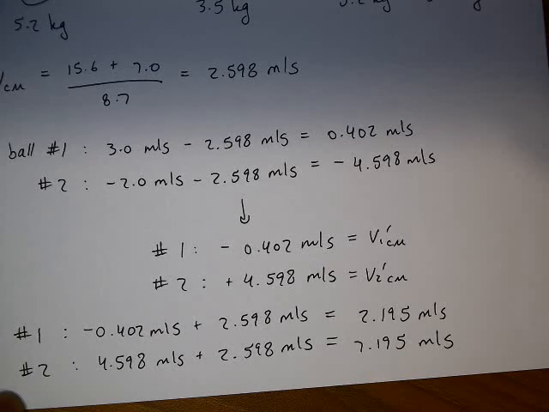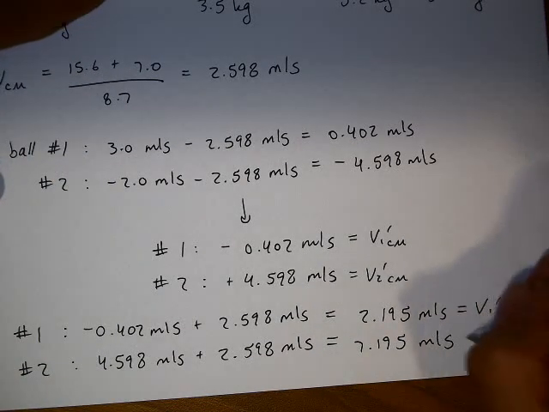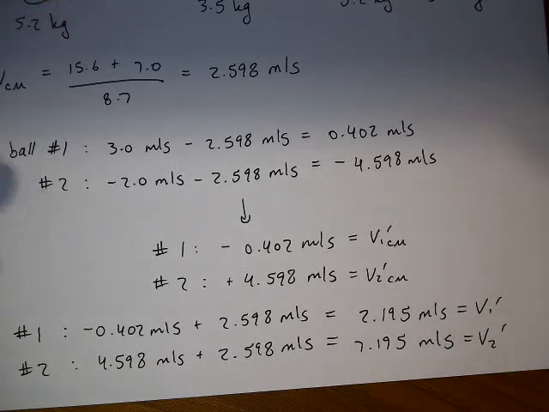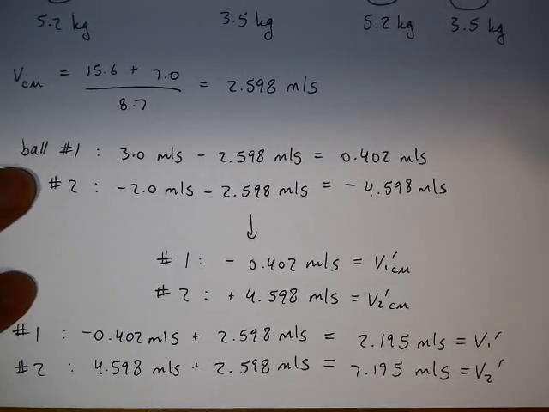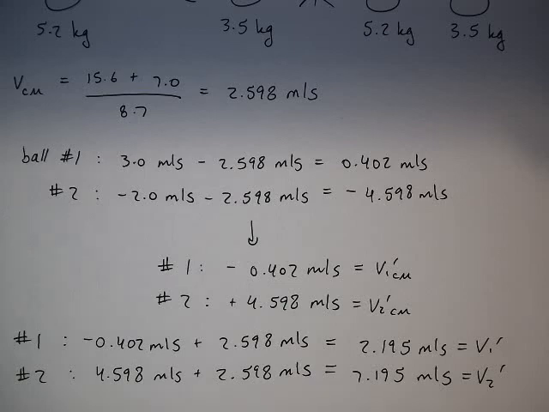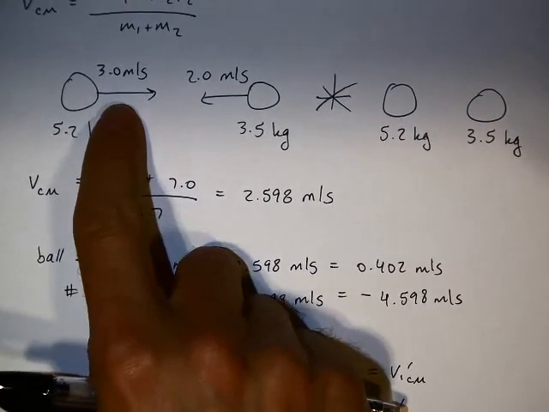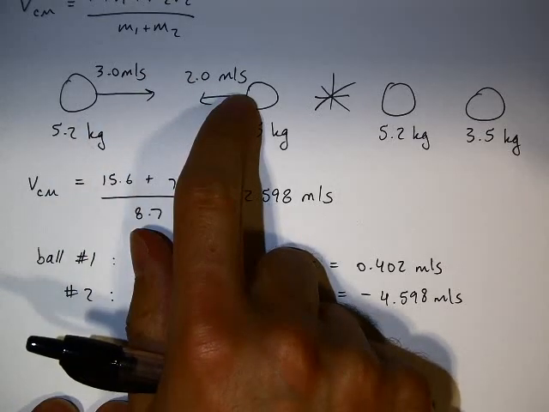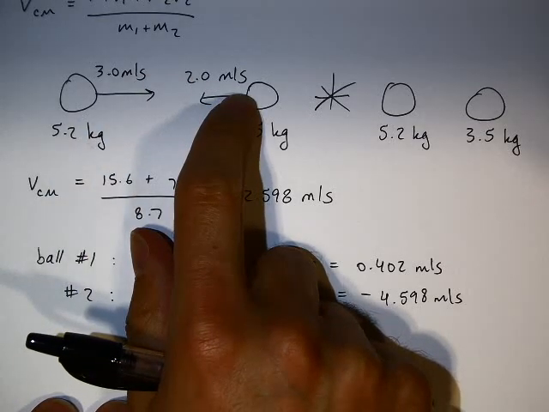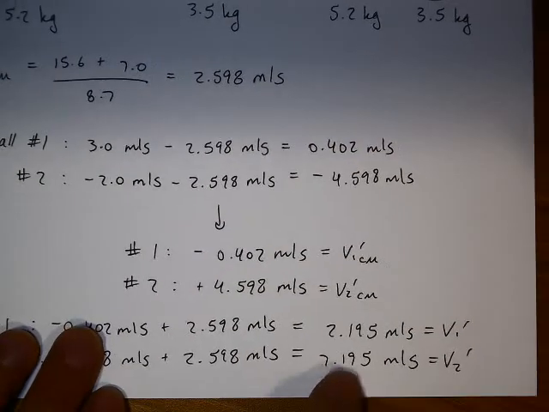And that's the answer. These are the two final speeds. This is now V1 prime and this is V2 prime, and it's our original reference frame, so it would be the answer that would be on the answer key, so to speak. And notice something. What's the difference between the speeds initially? The difference between a 3 and a negative 2 is 5. The difference between these two speeds? It's 5. So yes, it's an elastic collision.